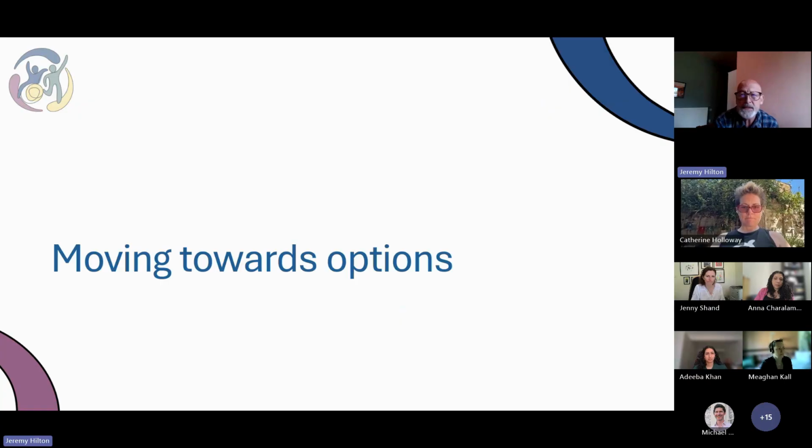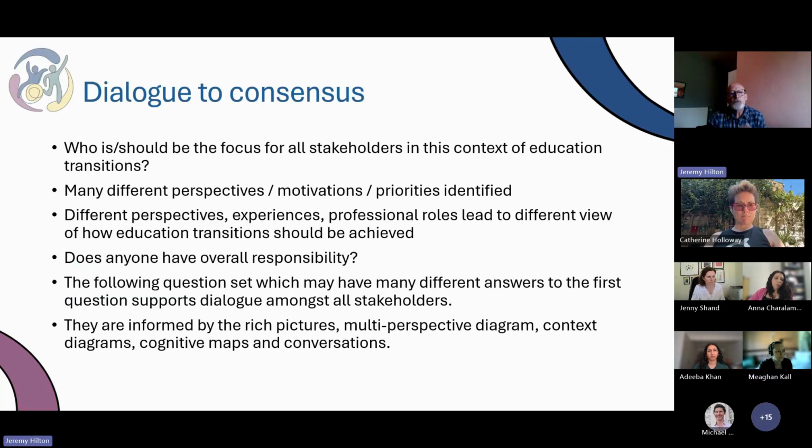But the one I want to finish with is very much this one, where we're actually moving towards options. So what we've had is what I call dialogue to consensus. So we've thought through the PIG model of, well, who are the stakeholders and what is their purpose? What's their perspective? What's their focus? Who are the stakeholders and what should their focus be, and what is it in the context of education transitions?